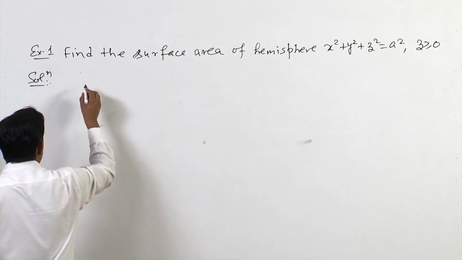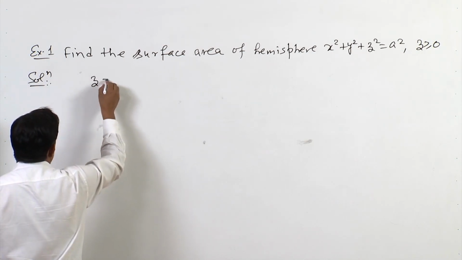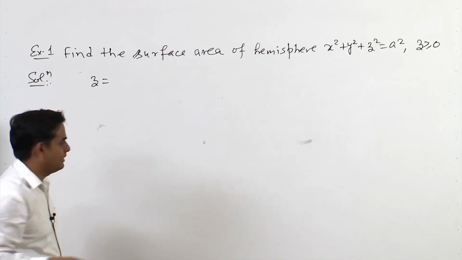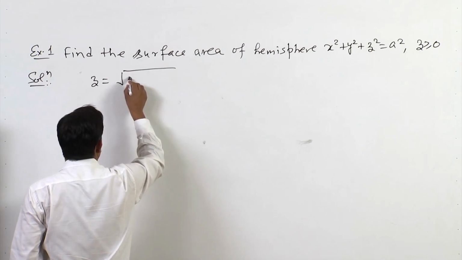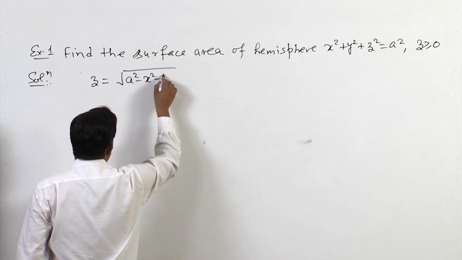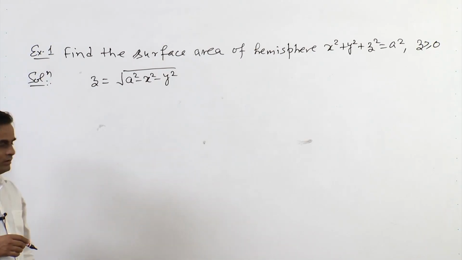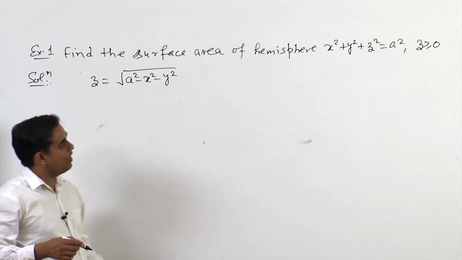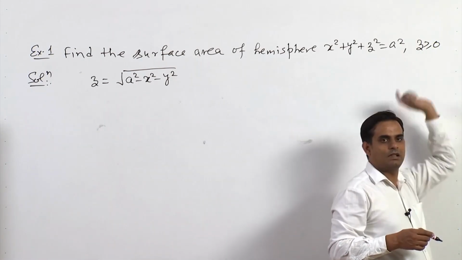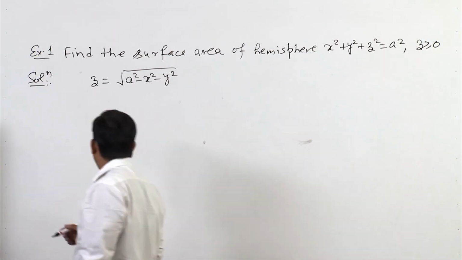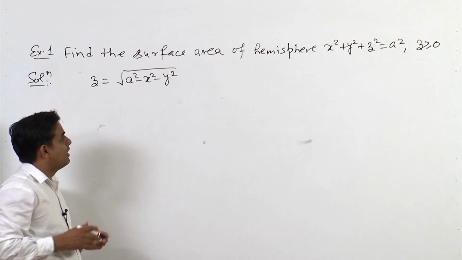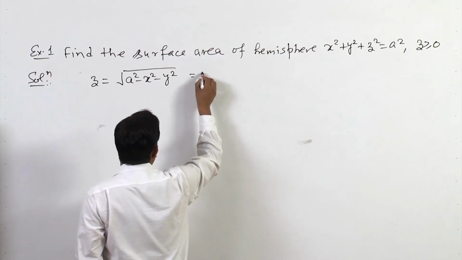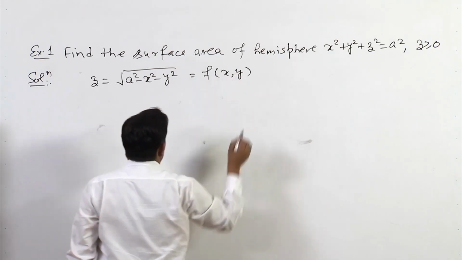Solution. So here I can write the equation of the surface, which is a hemisphere, as z equals square root of a square minus x square minus y square from here. And why am I taking the positive square root? Because my z is greater than or equal to 0. So for the upper hemisphere I can take this equation of the surface. So this is something like z equals f of xy.